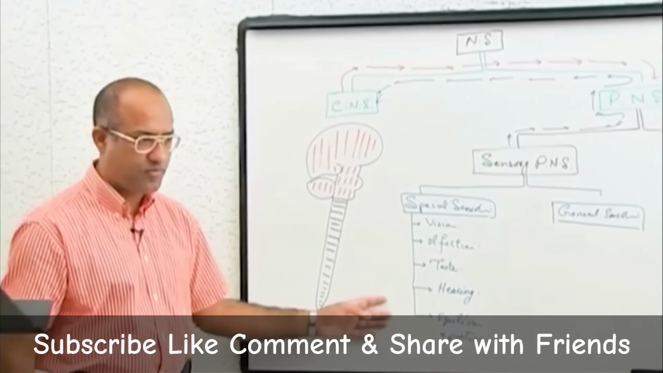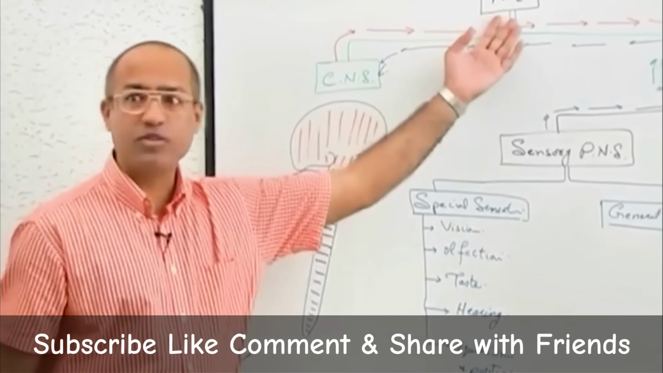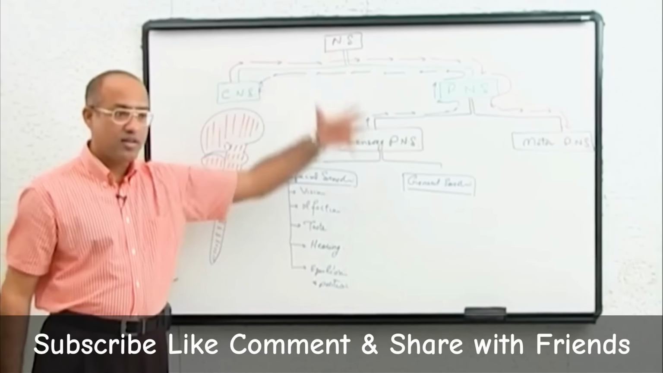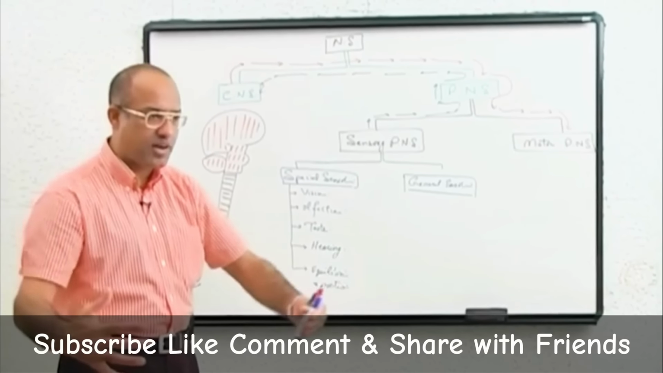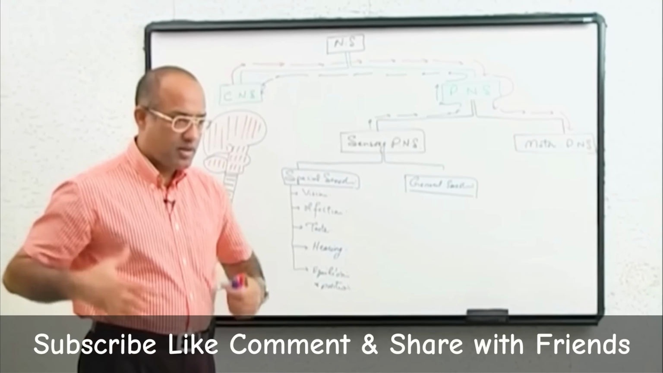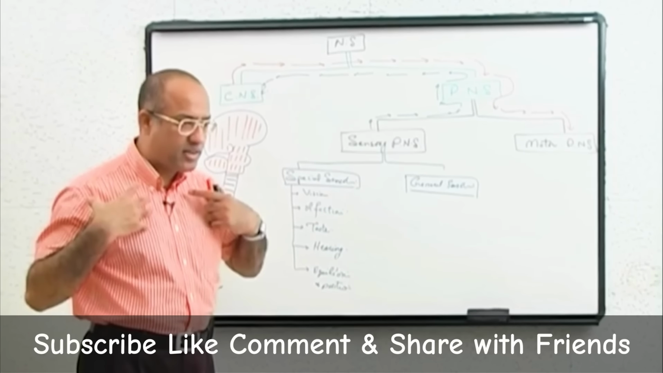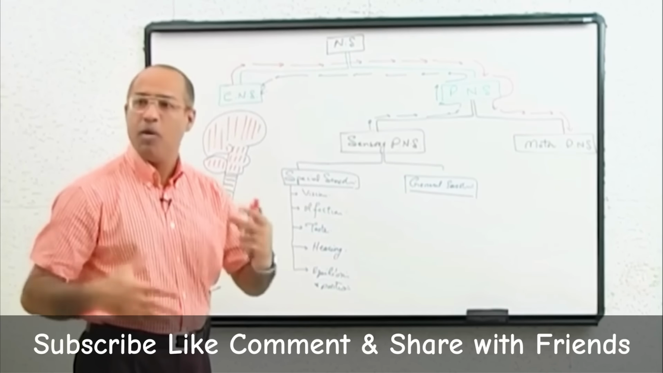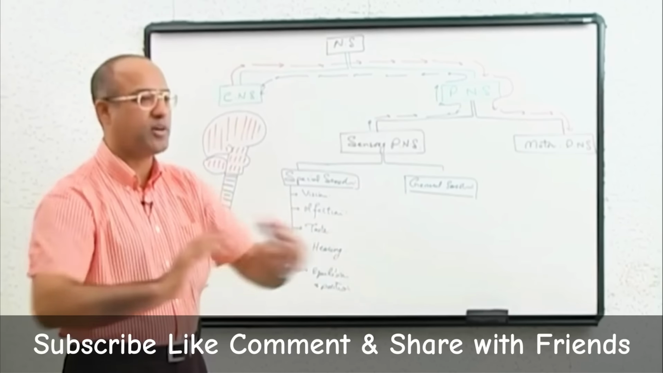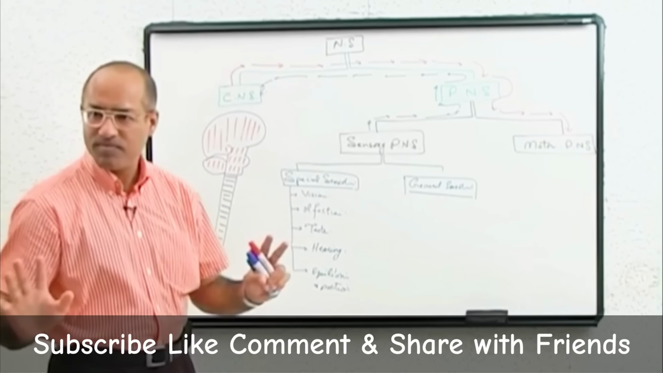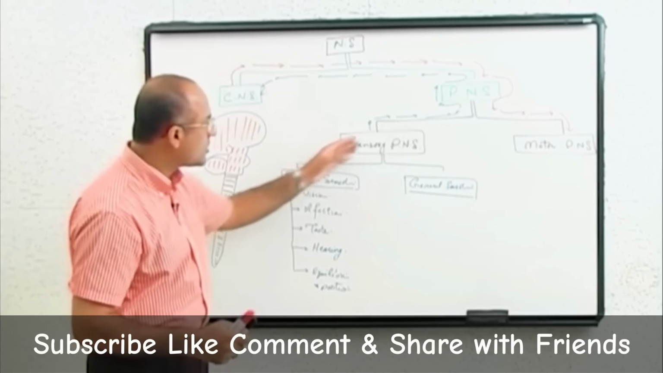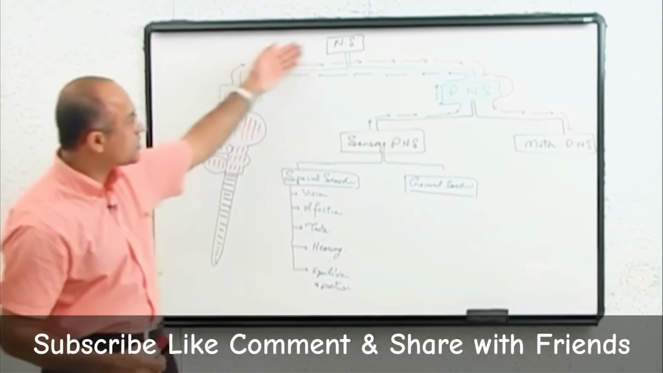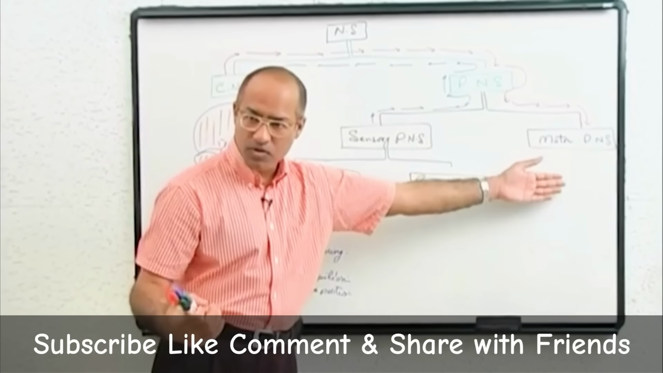Again, let me repeat it. What is the whole nervous system about? The nervous system has, number one, to collect information from the periphery, take the information to the center, integrate it, process it, make a decision, and bring the motor response. Information is going to the central nervous system through the sensory system, and coming from the central nervous system through the motor system.